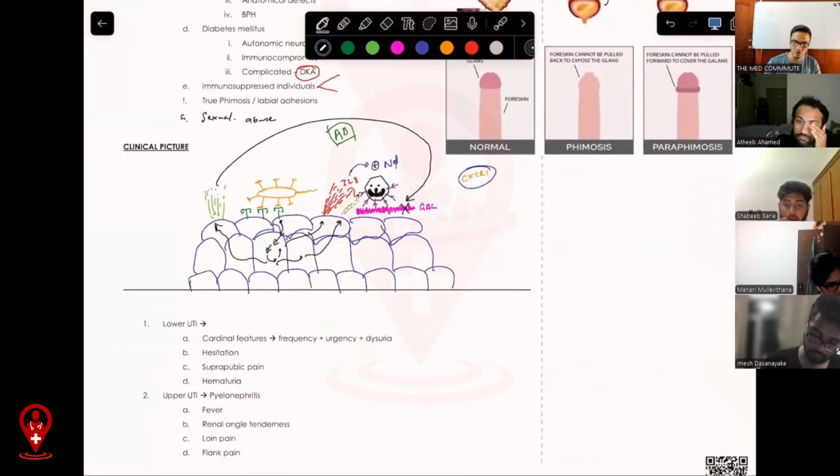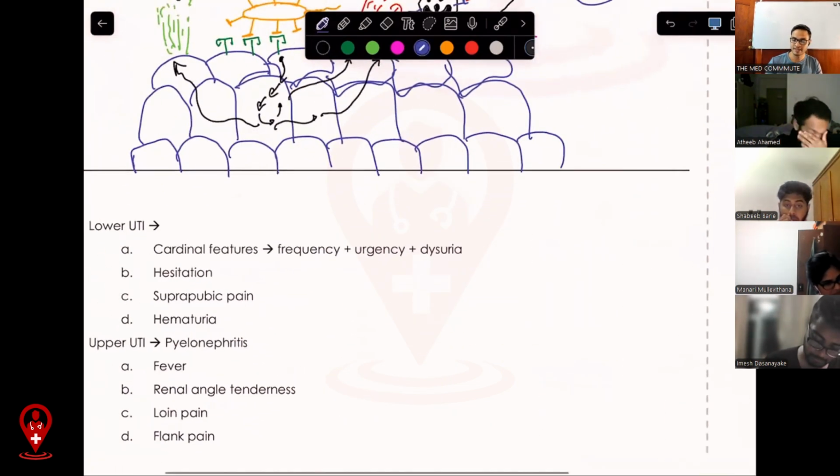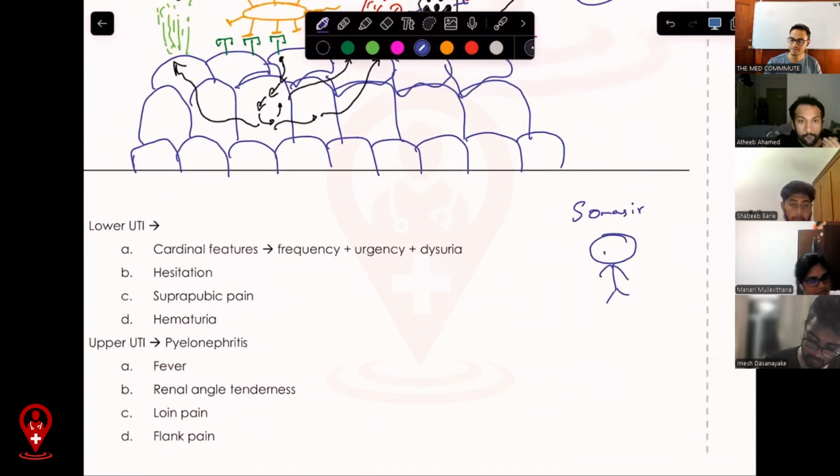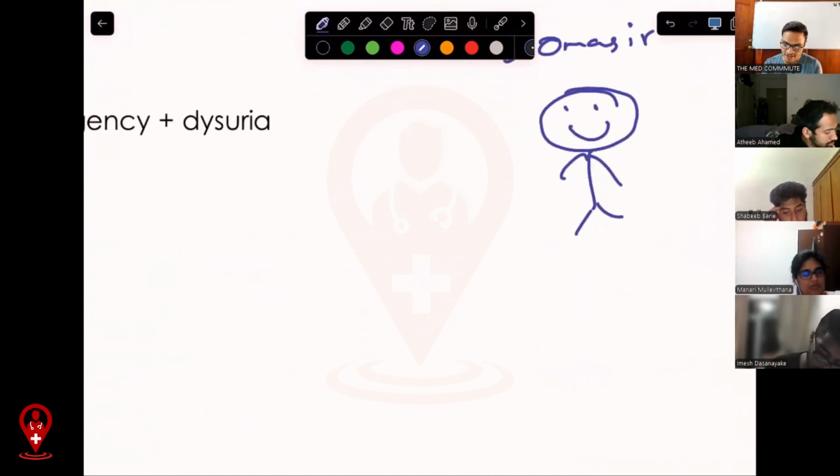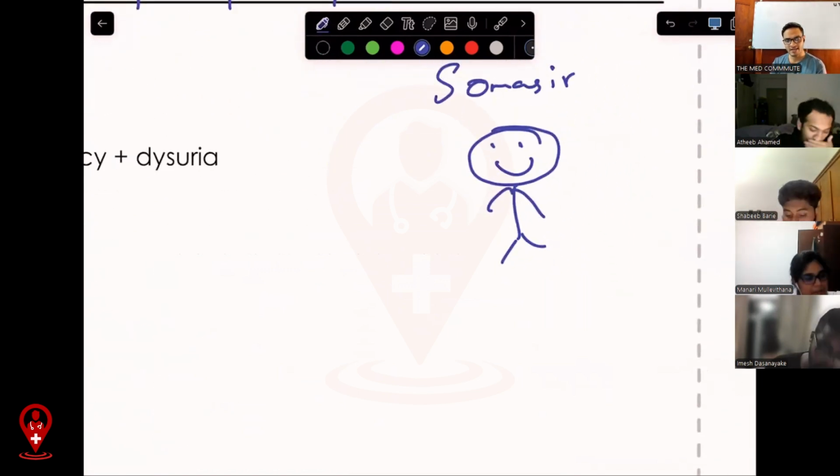Now let's take a look at these clinical features, what we mean by them. Let's take a look at Somasiri. Okay, look at Mr. Somasiri. Nice Somasiri, big smile, nicely waiting. Now he's having some inflammatory changes going on within him. Look at this, guys. When there are inflammatory changes going on, what is going to happen?